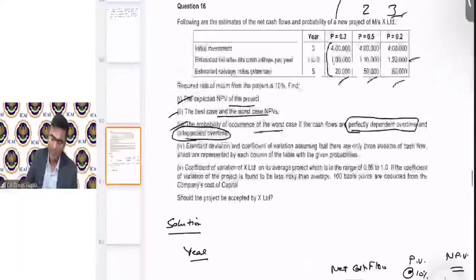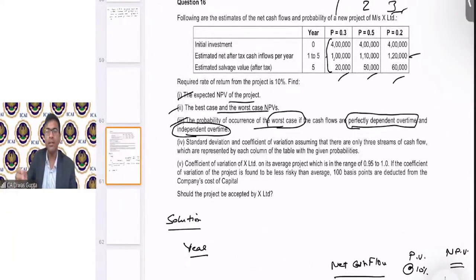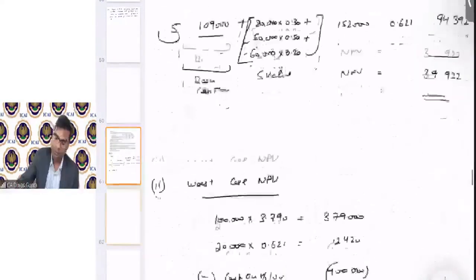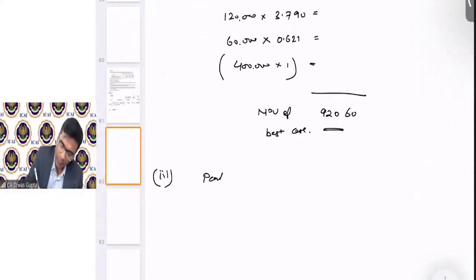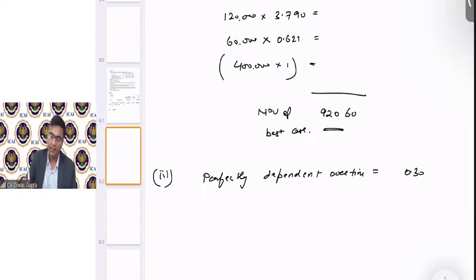So first of all, students, they are saying that which case we have to take? Worst case, right? If the worst case is there, then it is saying that in the first year also it will come, second year also it will come, third year also it will come, like that. And it is perfectly dependent over time. So that means there is a 30% probability that the cash flows will be the worst case. Simple, right? Because if in the first year the worst case happens, in the second year also the worst case will happen, in the third year also the worst case will happen. That is why it is perfectly dependent over time. There is a 30% probability, correct, for getting the worst case scenario.